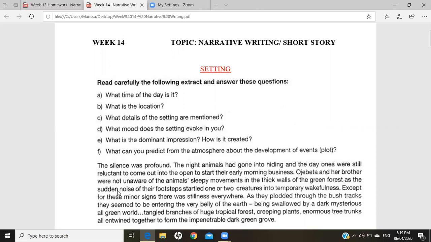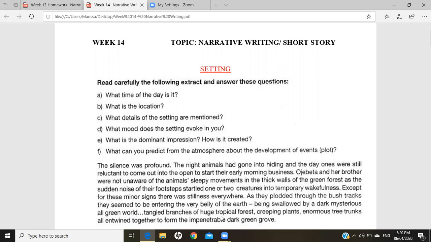Ojabeta and her brother were not unaware of the animals' sleeping movements in the thick walls of the green forest, as the sudden noise of their footsteps startled one or two creatures into temporary wakefulness. Except for these minor signs, there was stillness everywhere. As they plodded through the bush tracks, they seemed to be entering the very belly of the earth, being swallowed by a dark, mysterious, all-green world.